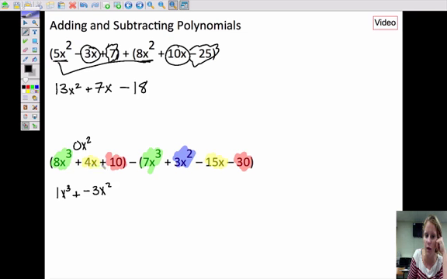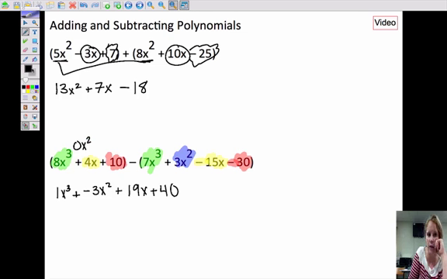Then we have 4x minus negative 15x. So minusing a negative is going to add, so we're going to have positive 19x, and then 10 minus a negative 30, and this should be highlighted with that, because those are negative numbers. So 10 minus a negative 30 is a positive 40. All right, so that's one way to do it.